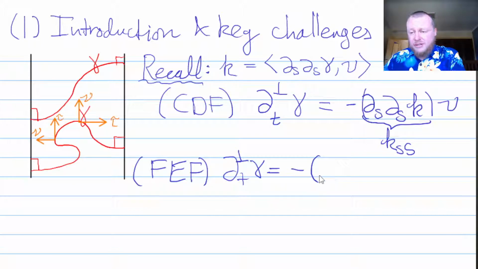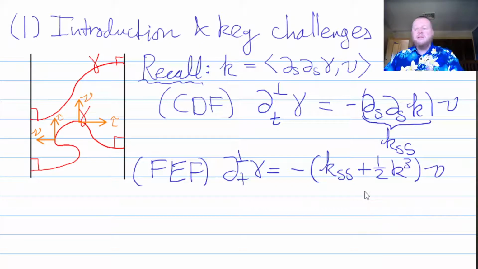You have again this term k_ss, like the curve diffusion flow term. We call this a diffusion term. And then you have, in addition, a reaction term, which looks like 1/2 k cubed. Okay, now where do these things come from?